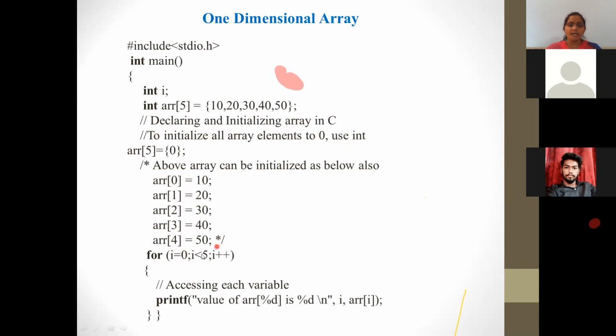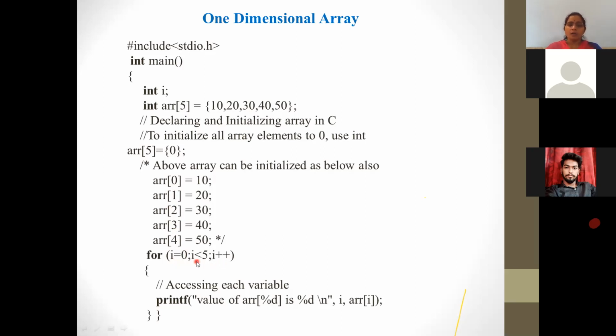So after initializing this, I have used here the for loop. How do I use the for loop? Actually, I have 5 values: 0, 1, 2, 3, 4. These are the 5 values as you count. But as per the storage, it starts from 0, and that's why the last value is 4. So i equal to 0, i is less than 5, i plus plus.